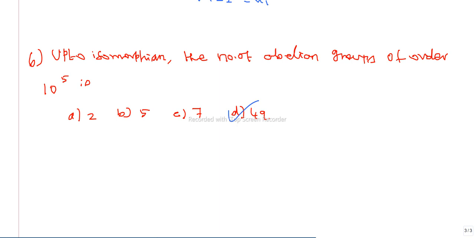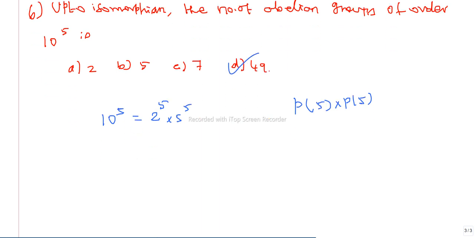Why? First you have to write this as prime powers, therefore 2 power 5 into 5 power 5, and the formula is the partition of 5 into partition of 5. So partition of 5 means how many ways we can write this 5. So we can write 5, then 4 plus 1, then 3 plus 2, then 2 plus 2 plus 1, 2 plus 1 plus 1 plus 1, and then everything is 1.